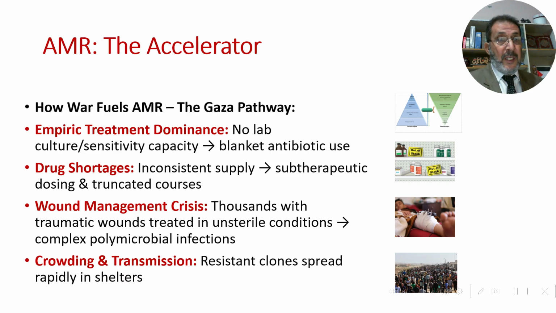Drug shortages, inconsistent supply, wound management crisis because of the multiple and nature of the inflicted wounds in Gaza, which is very severe, multiple and deep wounds, which requires a lot of invasive procedures. These invasive procedures increase the need for antimicrobials, I mean antibiotics. Thus, the resistance can flourish in the hospitals dealing with such patients. Crowding and transmission, resistant clones usually spread easily in shelters because of the overcrowding. Even in hospitals which were very crowded, not only with patients, but also with internally displaced people.